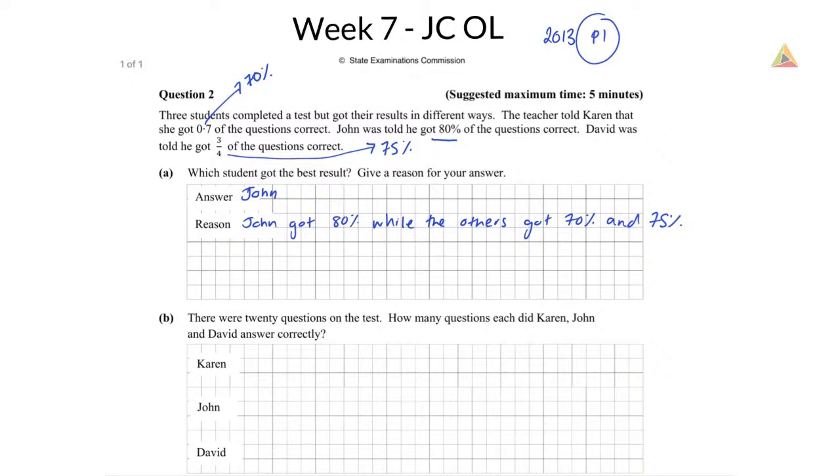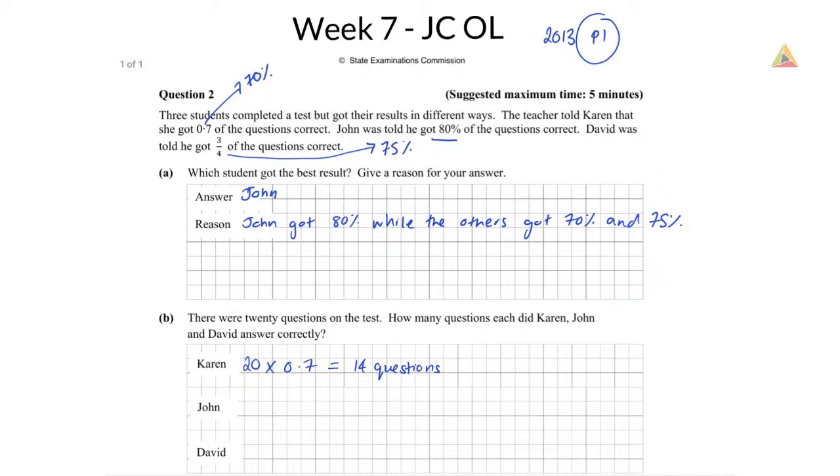So for Karen, we know that Karen got 70% of the questions correct. Now, we need to get 70% of 20 because there's 20 questions. So there's 20 questions in total. If she got 70% of them correct, we multiply that by 0.7. 20 multiplied by 0.7 is 14 questions.